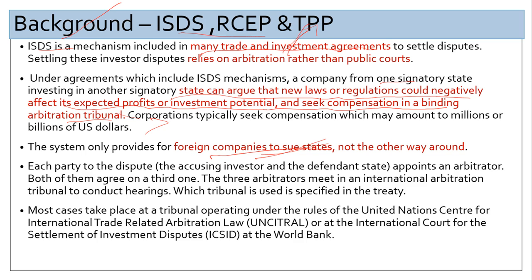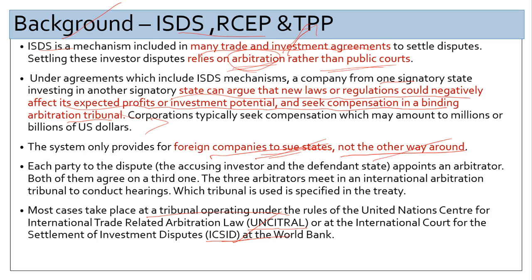And the important factor to be noted in the ISDS is, here the disputes are resolved by an arbitrator rather than the public courts. That is, an arbitrator is a third person who will mitigate the dispute. See, I have given you examples of the arbitrator. That is the United Nations Commission on International Trade Law, or the International Centre for the Settlement of Investment Disputes at the World Bank. Fine. So these are the arbitrators who are famous in the present scenario. So they would come in and they would mitigate the problem. And this system provides only for the foreign companies to sue the state. It is not the other way around. That is, the state cannot sue the foreign companies.